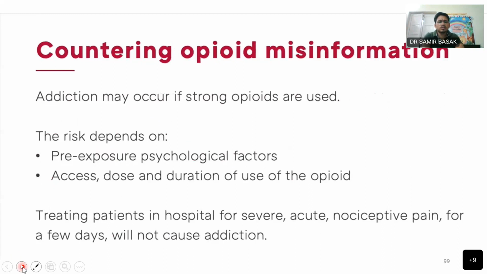So regarding countering opioid misinformation, we have to assess the risk before prescribing, including pre-exposure psychological factors. Is the patient in trauma or not, mentally? We have to assess this before prescribing an opioid. There are some forms before prescribing opioid. We have to fill up this form.